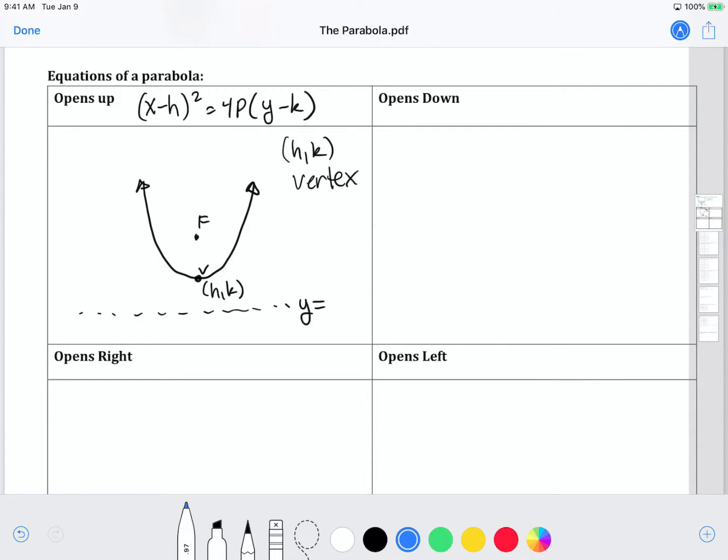Since the directrix is a distance of p from the vertex, and the focus is a distance of p from the vertex, to find your value of p, you take the coefficient that's in front of the y and divide by 4. Now, when the parabola opens up, your value of p is going to be positive.